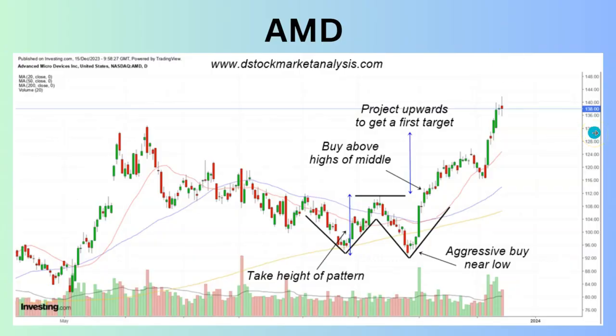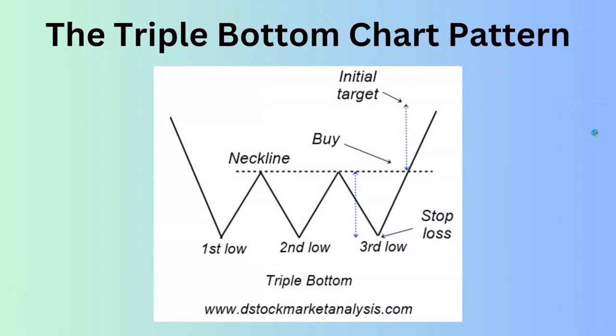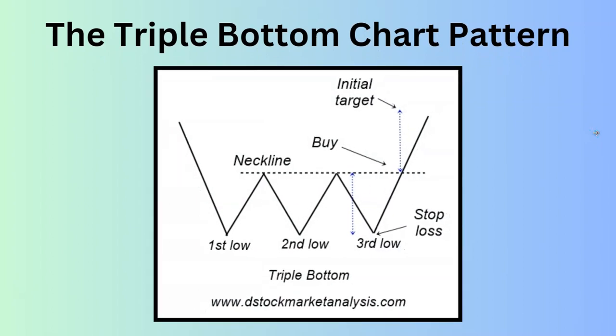Alright, let's move on to the next chart pattern, the triple bottom chart pattern. The triple bottom is closely related to the double bottom. Instead of just two lows, the stock makes three lows. There's a first low here, a second low, and a third low here, which are about the same area. This chart pattern can often hint at a bullish reversal in the stock.